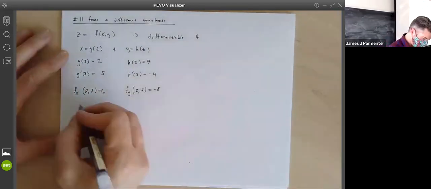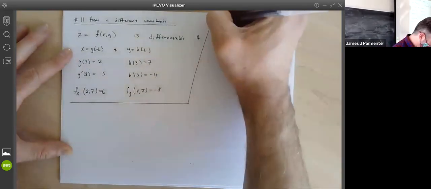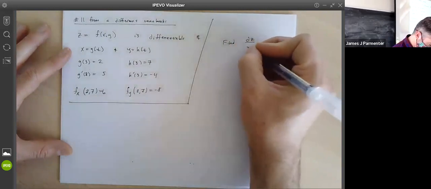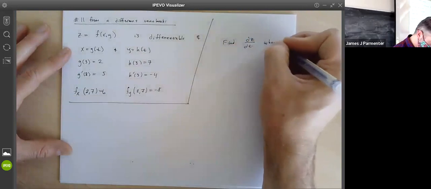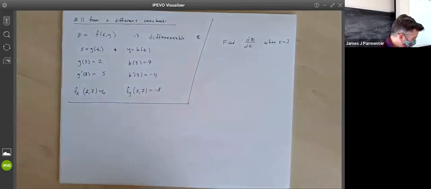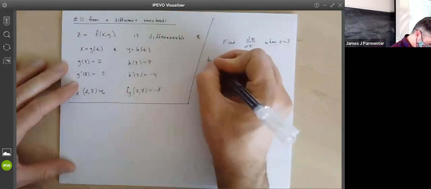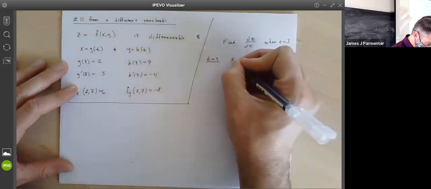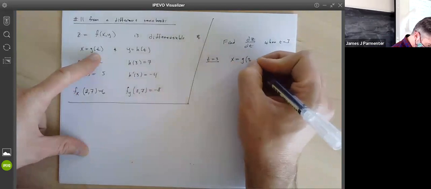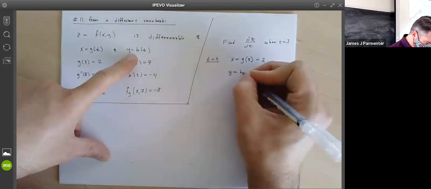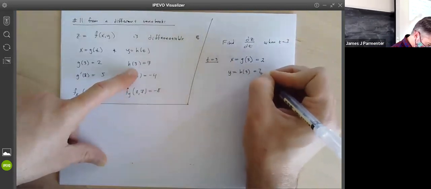And with all that information, we're going to be asked to find dz dt when t equals 3. So you might look at that and start thinking, what is going on here? Well, a couple observations, first of all. If t equals 3, then x is equal to g of 3, and g of 3 is 2. And y is equal to h of 3, and h of 3 is 7. Okay.